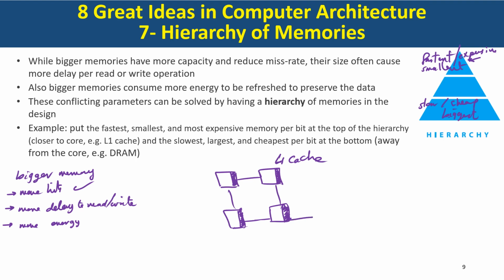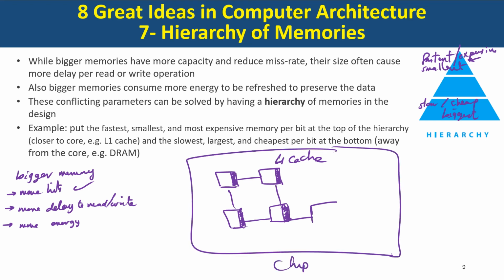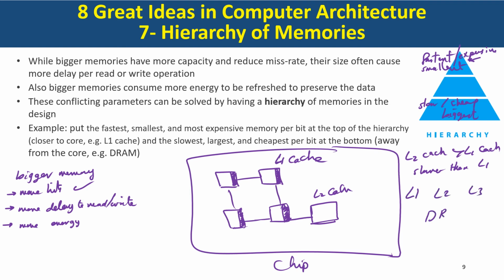Then there might be, in the same network, on the same chip, I'm talking about the same chip, another module that is called L2 cache. L2 cache is bigger than L1 cache, but slower than L1. And you might also have L3 and so on. Usually you have L1, L2, L3, then the dynamic RAM. I mean, the last level here is L3, and the first level is L1.